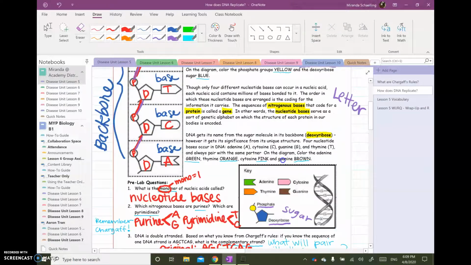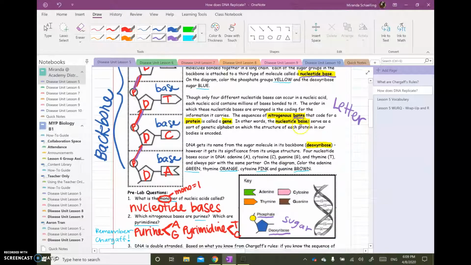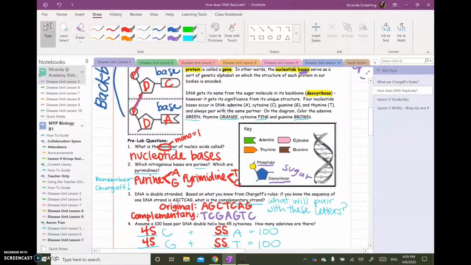Okay, anytime you see the word base, nucleotide, or nitrogenous bases, those are the letters. All right, DNA gets its name from the sugar molecule in its backbone, deoxyribose. However, it gets its significance from its unique structure.